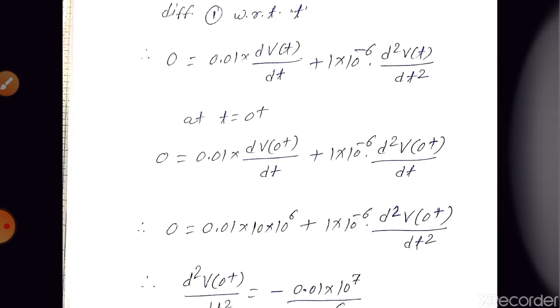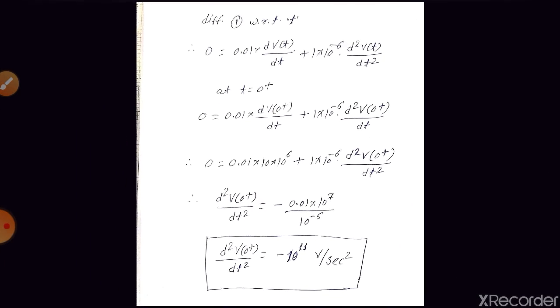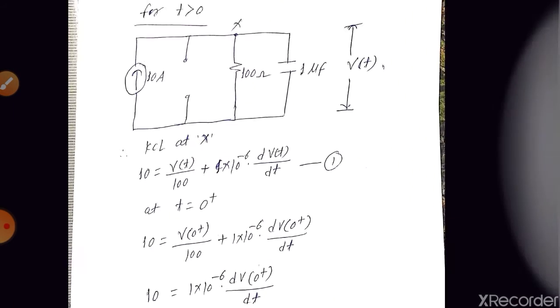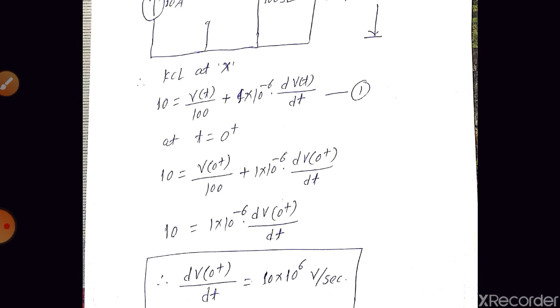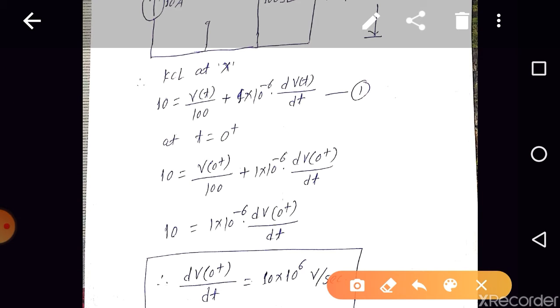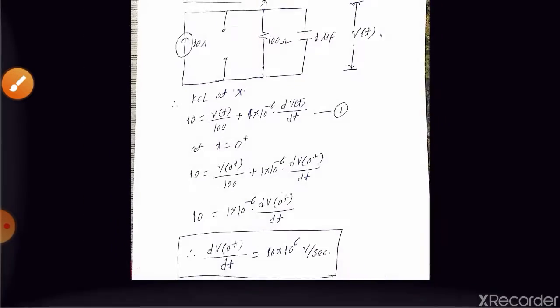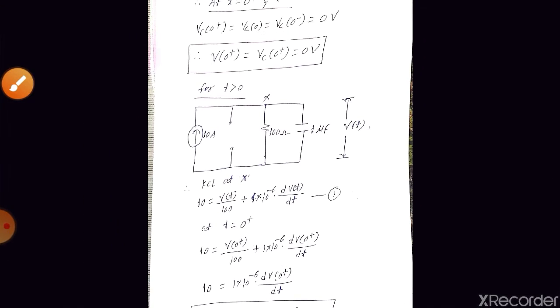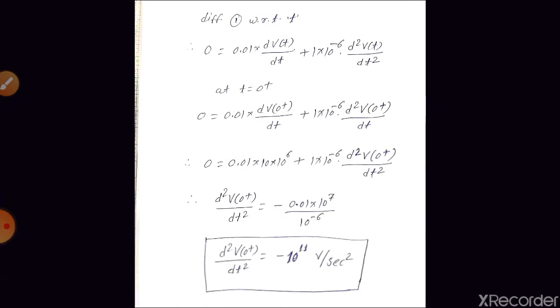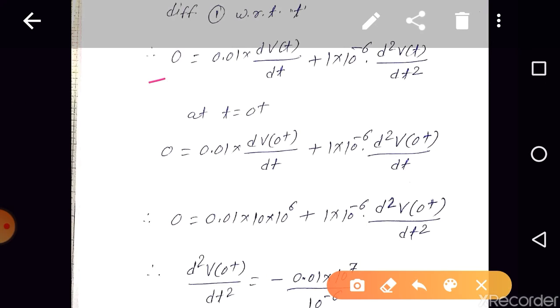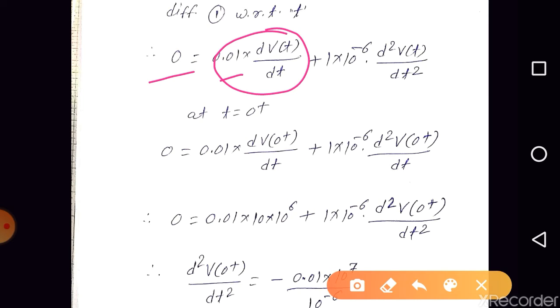Okay, next one is we need to find d2v by dt square, right? So for making the d2v by dt square, can we differentiate this equation with respect to time? Then if we differentiate this equation, we will be getting d by dt of 10. What is the differentiation of 10? 10 is constant, so differentiation will be 0, right? Next further we can write, it is 0.01 into dv by dt, plus this term into d2v of t by dt square, right?